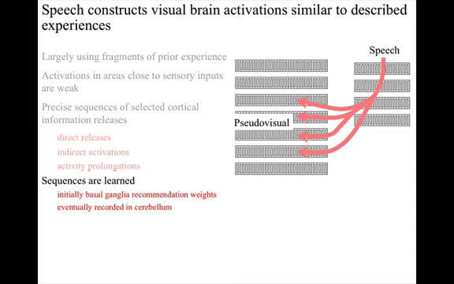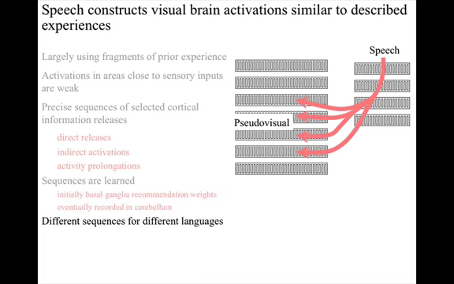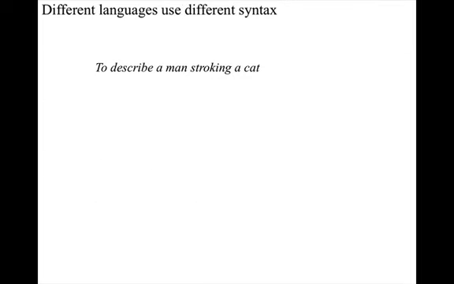Once a sequence has been used successfully a number of times, it'll tend to be recorded in the cerebellum and be implemented much more rapidly when it's needed. And note that the appropriate sequences are learned, and different sequences could sometimes achieve different results. Different languages use different sequences of brain activations, which are reflected in the different syntaxes used.